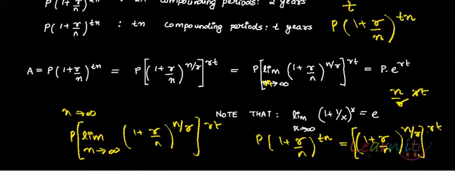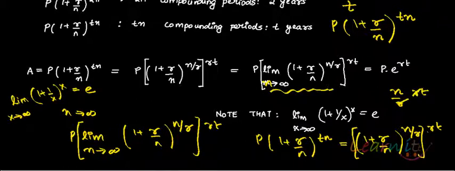And why you have done this is because you know that the limit of x tending to infinity of (1 + 1/x) to the power x is e. This is one of the results of differential calculus. Here x is n/r, so 1/x is r/n. So what you will have eventually here is the limit of n tends to infinity, this expression will go to e.